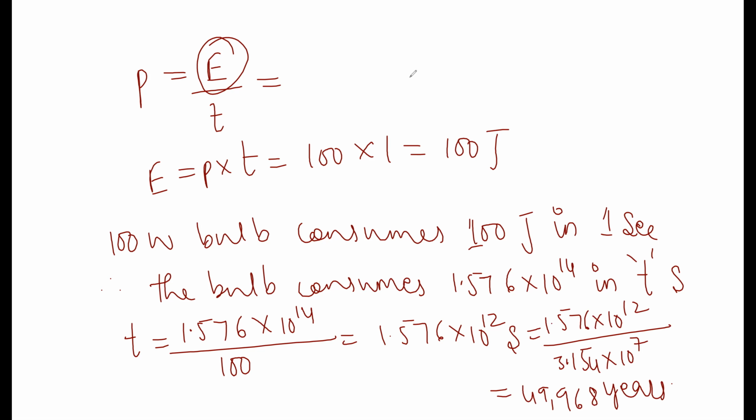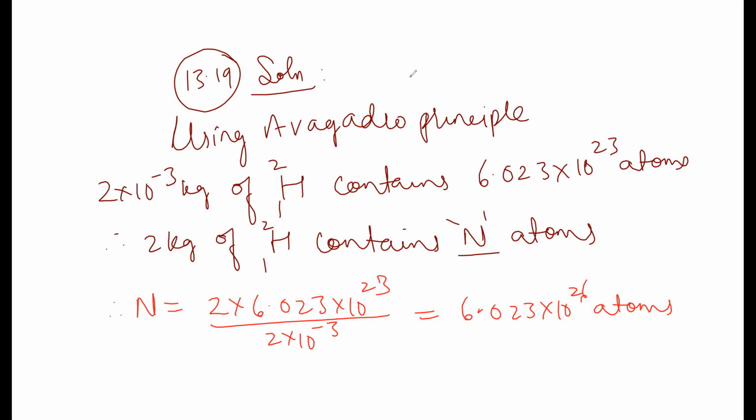How did we calculate it? See what we did first. First they ask us to calculate how much time it keeps glowing. So how do we do that? Using Avogadro's principle, 2 into 10 to the power of minus 3 kg of hydrogen having mass number 2 contains Avogadro's number. That means to calculate the number of atoms in 2 kg of hydrogen having mass number 2, n is equal to 2 into 6.023 into 10 to the power of 23 divided by 2 into 10 to the power of minus 3.